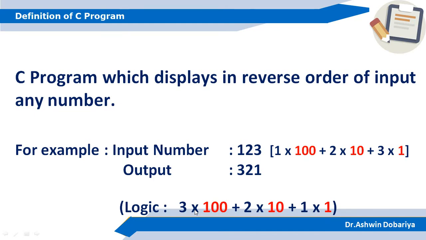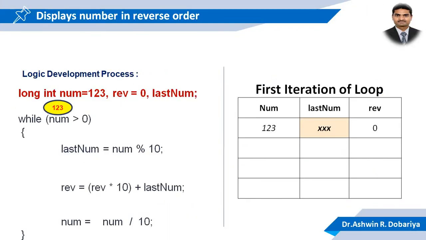So let's discuss how we can write this program. How many variables do we require? First, a number variable that will store the input number, for example 123. Then another variable, reverse, that will store the reverse value. And we require a variable to separate the digits, so the last digit will be stored into lastnum. So in this program we require 3 variables.